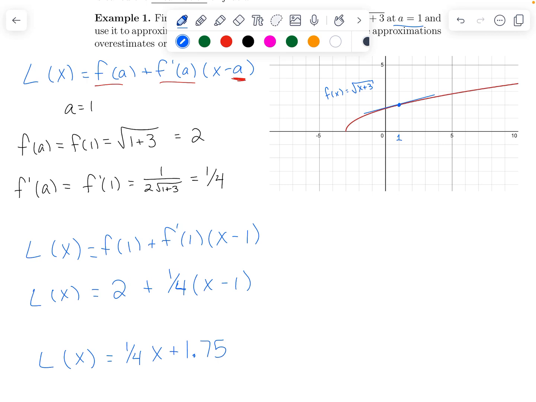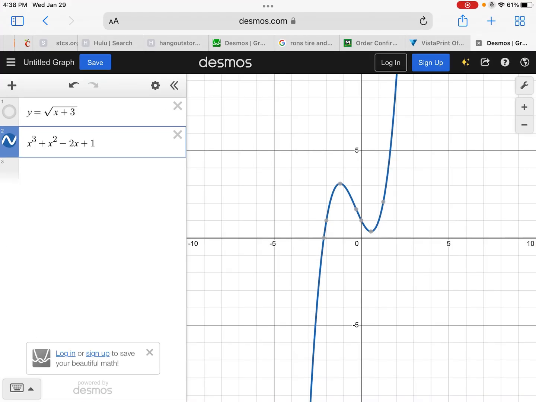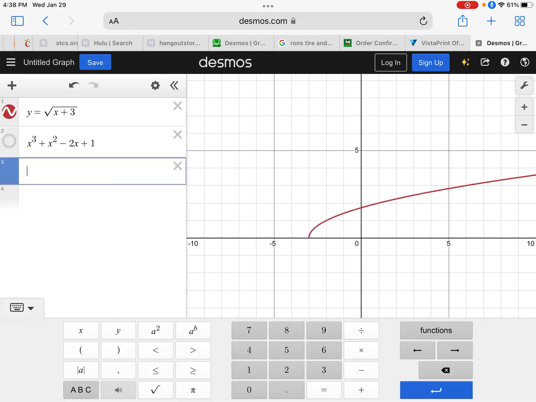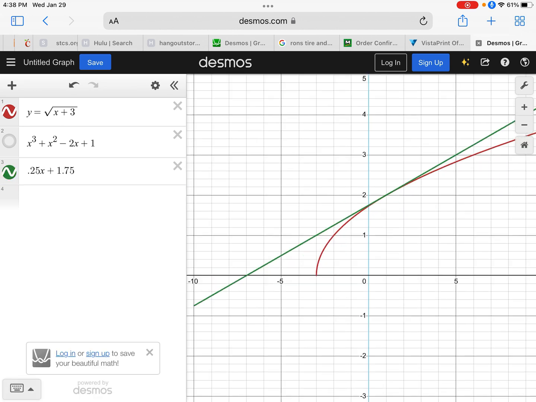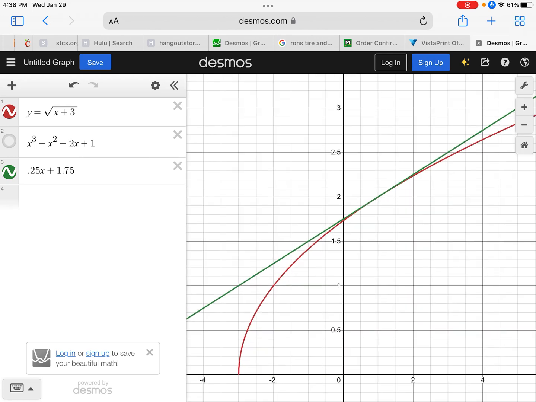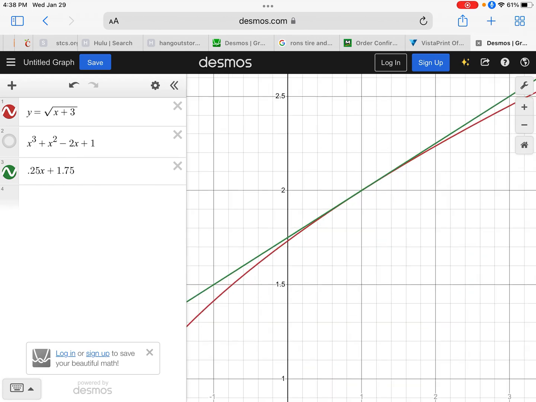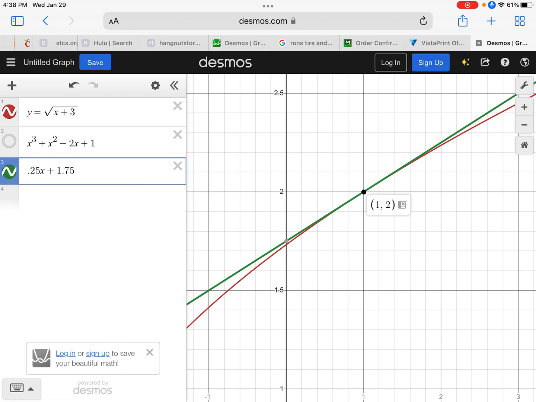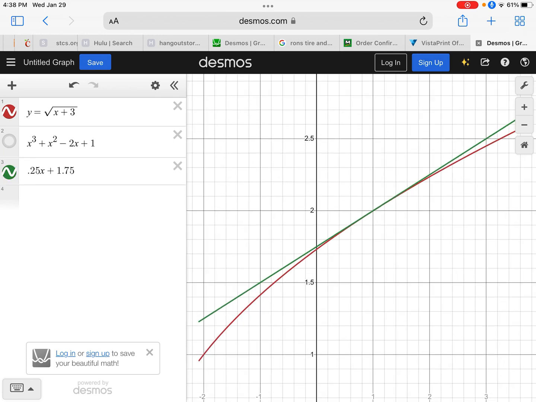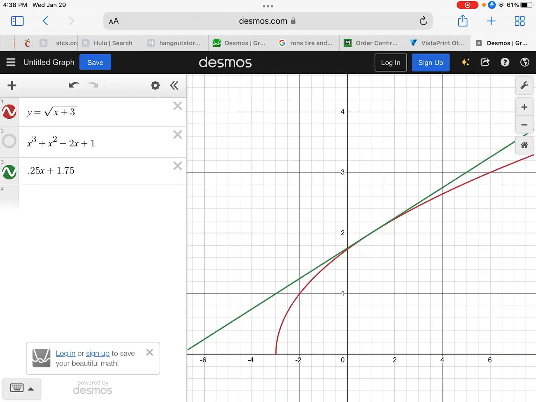And we can check that. I'm going to go to Desmos. There we go. Here's our function. Our function was 0.25x plus 1.75. Check it out. There's our linearization. There's our tangent line. And it looks like it touches at the point 1, 2. So our function is tangent at the point 1, 2.